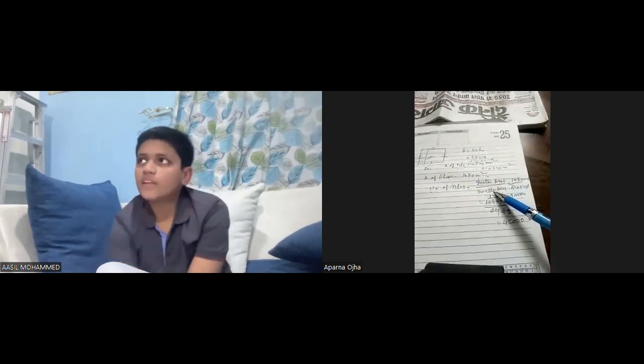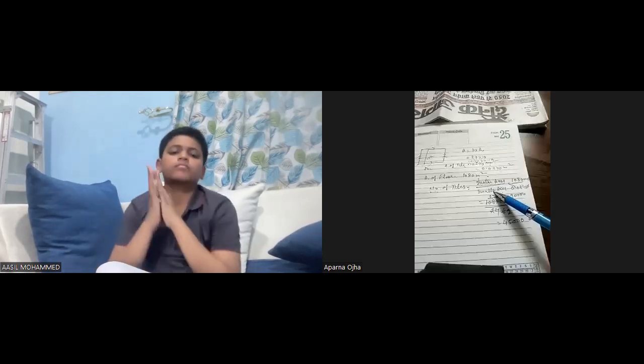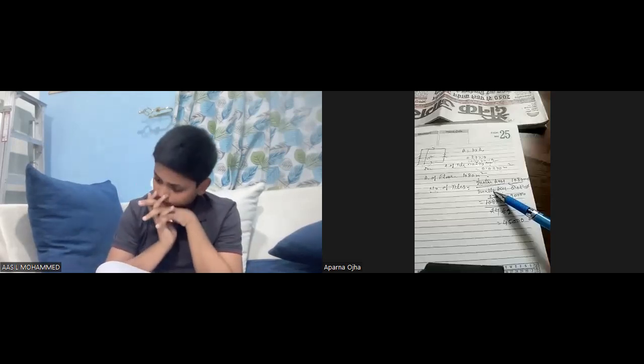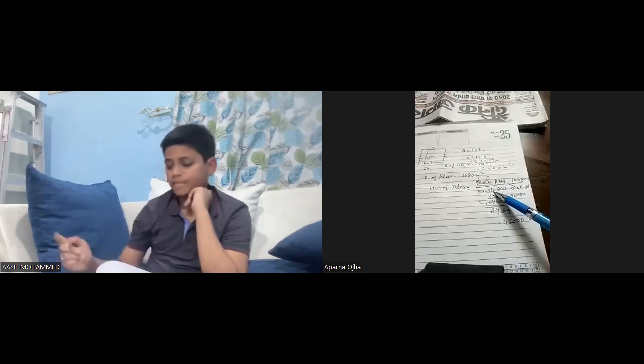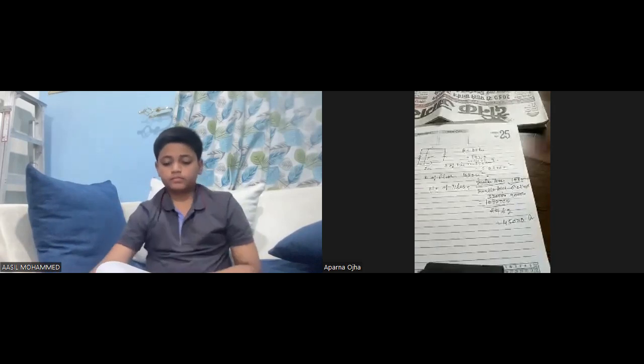The area of the tile you have to find. This is the area of the one tile. Area of the floor is also given. And already I told you, whenever you have to find the number of tiles, always write the greater value in the numerator, divided by the smaller. Here area is given, so you have to divide by the smaller area. What is the greater value? That is 1080. Smaller, that is 0.240. So remove the decimal, put here the zeros, and after that, as you calculate it, what is the answer? The answer is coming as 45,000.